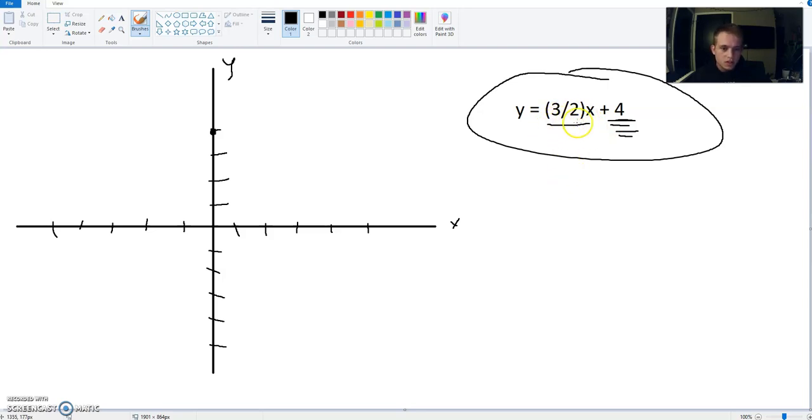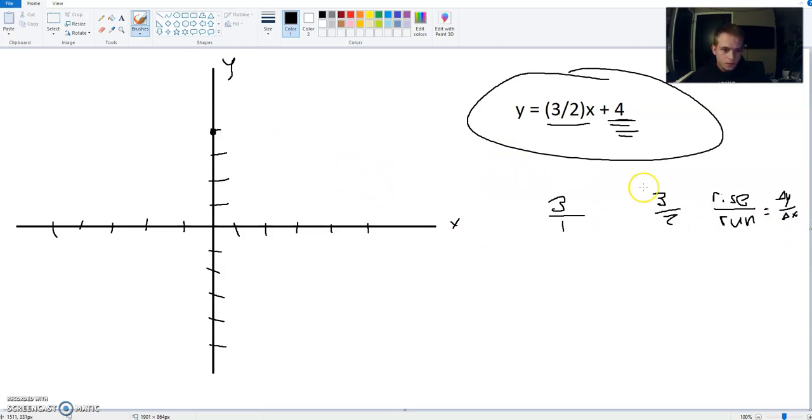We use the slope here, and that's the one that's attached to the x. And slope will either be a normal number like 3, or in this case it's 3/2. But guess what? 3 can be written as 3/1. And what we do with these is we got to remember that slopes are always rise over run, which is the same as change in y over change in x.